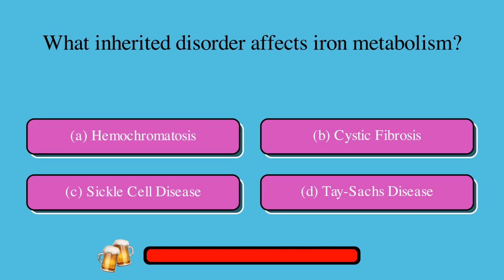What inherited disorder affects iron metabolism? A. Hemochromatosis, or B. Cystic fibrosis, or C. Sickle cell disease, or D. Tay-Sachs disease? The correct answer is A. Hemochromatosis.